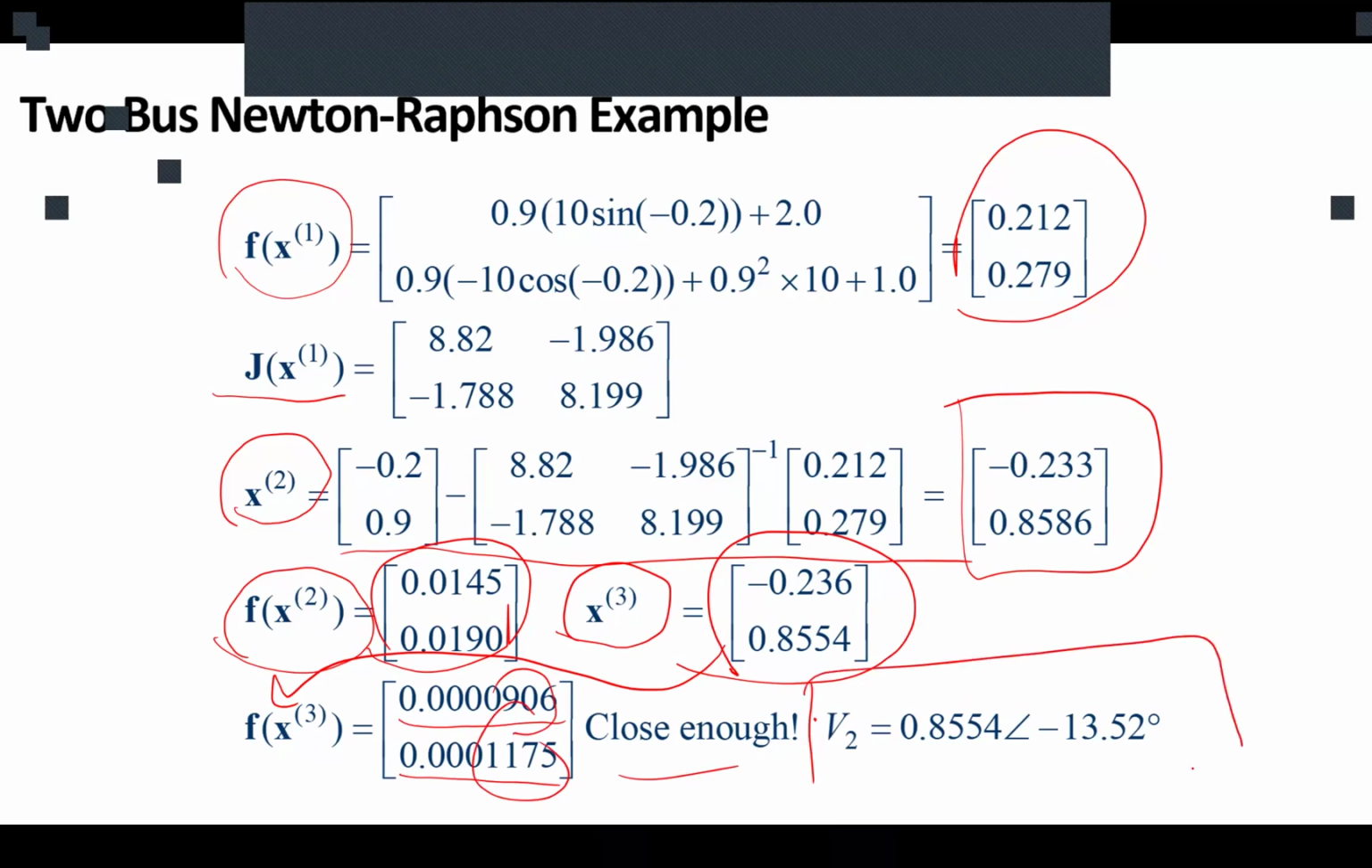So the voltage and theta of bus 2 are 0.8554 per unit and minus 30.52 degrees. This is radian, okay?